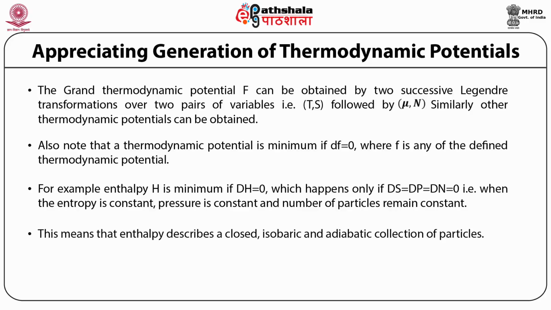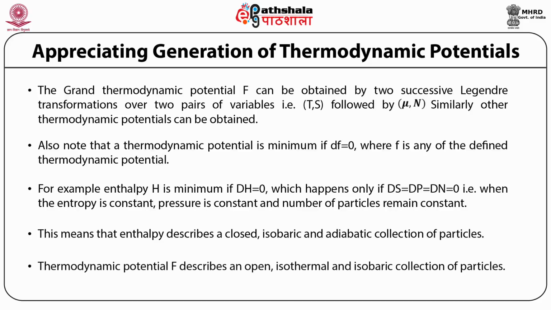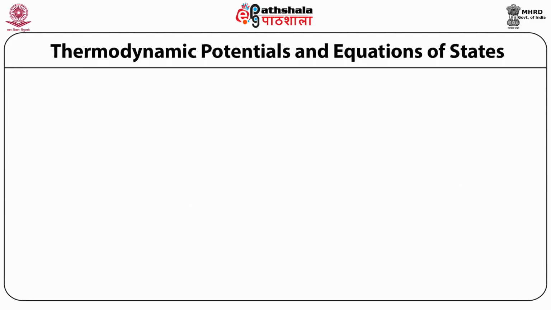This means that enthalpy describes a closed, isobaric, and adiabatic collection of particles. Thermodynamic potential phi describes an open, isothermal, and isobaric collection of particles. Now, it will be worth understanding how these thermodynamic potentials can lead to equations of state.